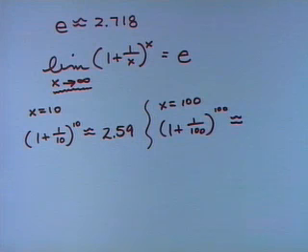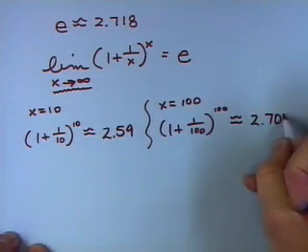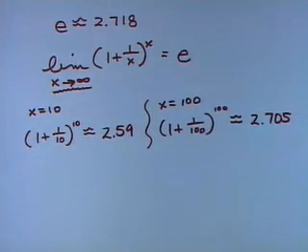So you can see that inside portion getting closer and closer to 1, but because it's being raised to such a high power, it's very, very different from 1. What's 1 plus 1 over 100 raised to the 100th power? 2.705. Again, we're not very close to infinity, but we're pretty darn close to the value of e.